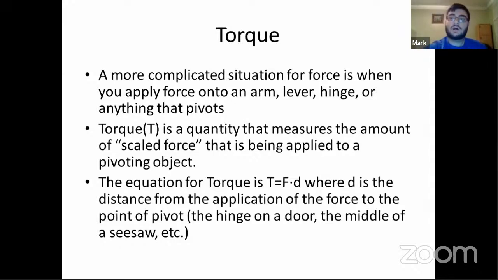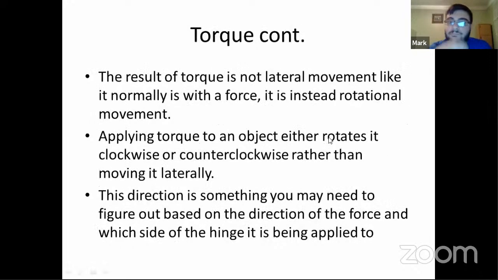For a seesaw, it would be in the middle where it pivots around, okay? So again, the hinge on a door, the middle of a seesaw, the elbow on an arm, right? The result of torque, like I mentioned, is not lateral movement like it normally is with a force. If you push a door, it doesn't just move forward, it rotates, right? It's rotational movement. Applying torque to an object either rotates it clockwise or counterclockwise rather than moving it laterally.